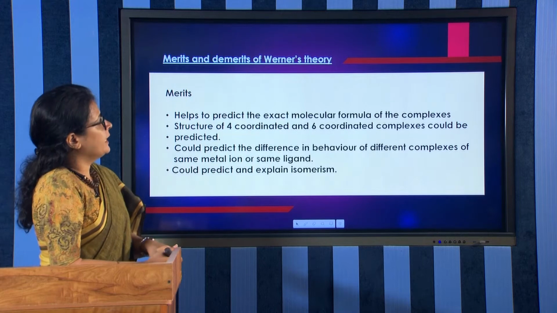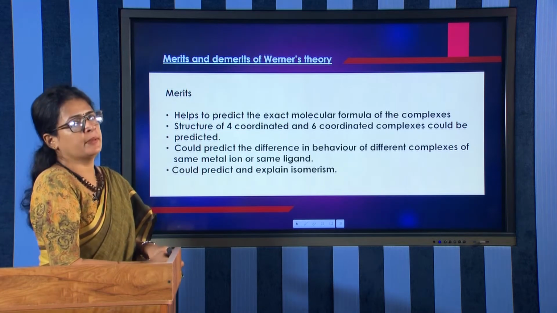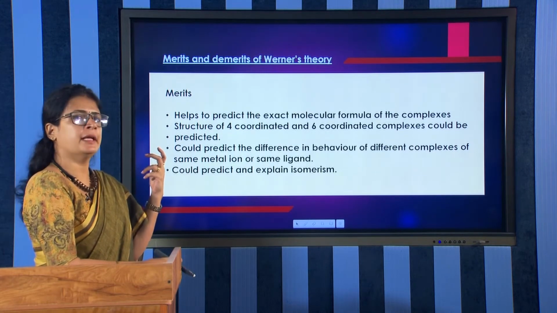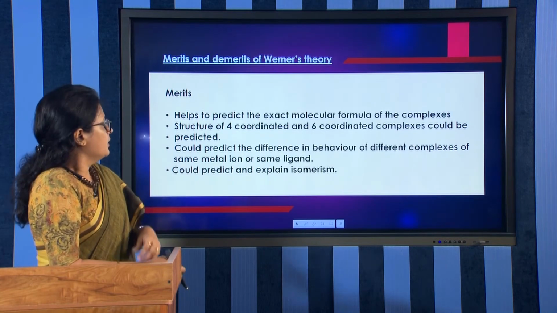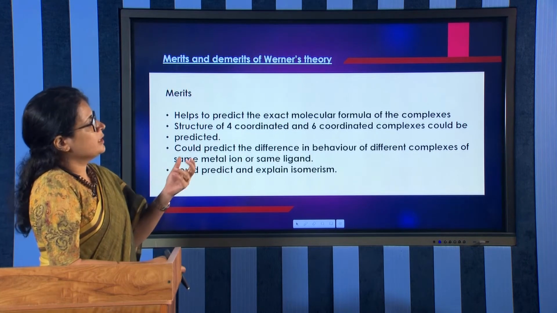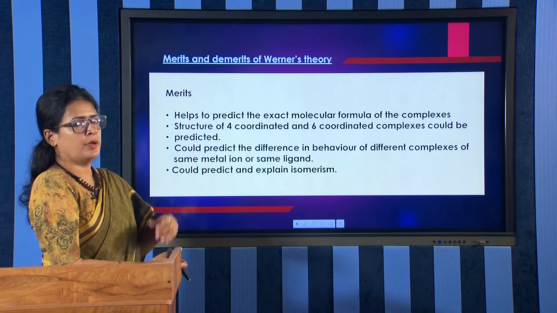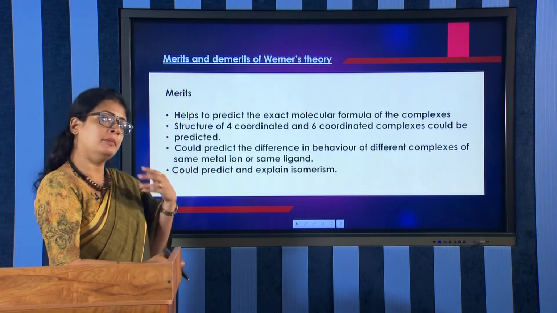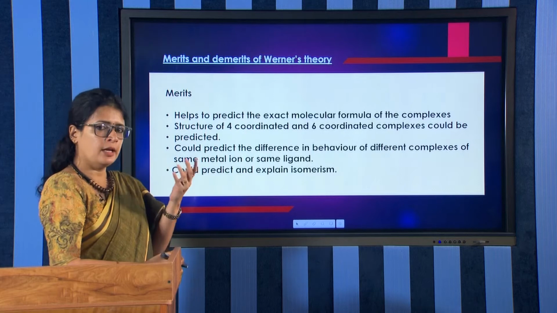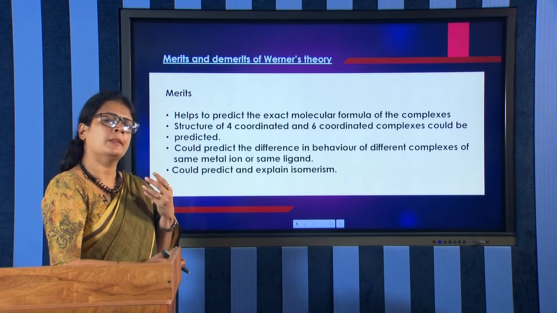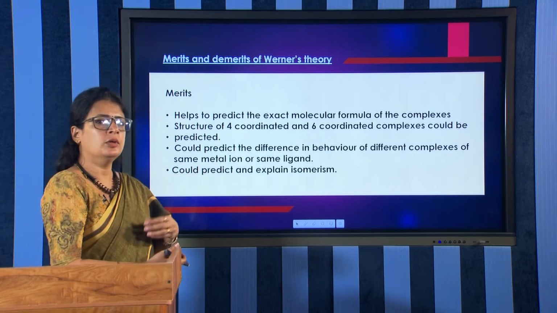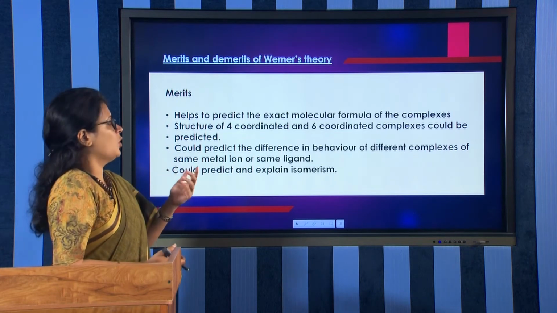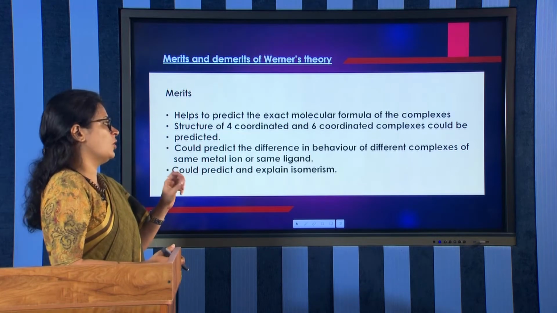It helps to predict the exact molecular formula of the complexes. The exact molecular formula could be explained by this theory. The structure of 4 coordinated and 6 coordinated complexes could be predicted. You have seen that 4 coordinated may be either tetrahedral or square planar, and 6 coordinated may be octahedral complexes, that he could predict. It could predict the difference in behavior of different complexes of the same metal ion or same ligand.